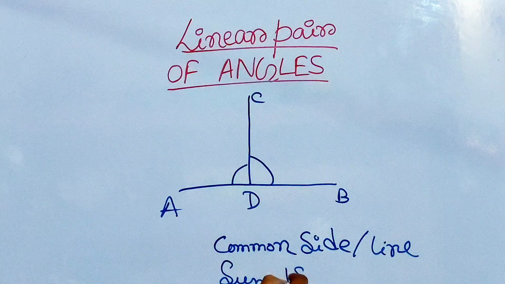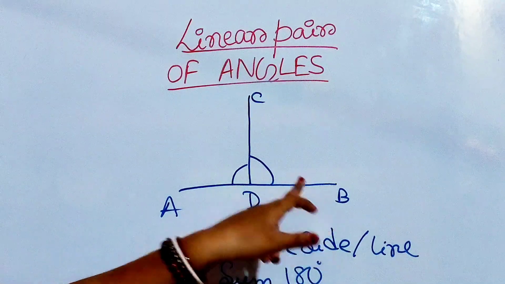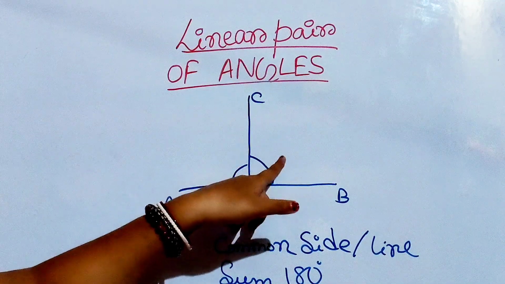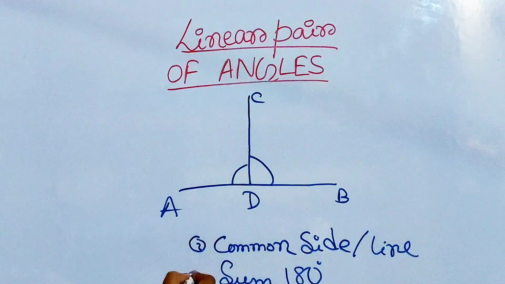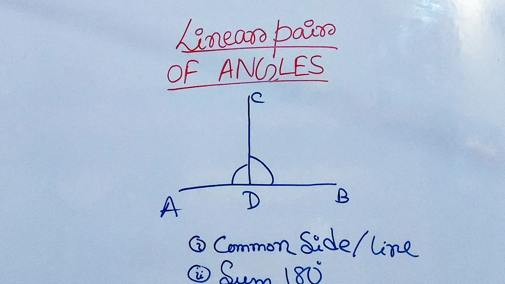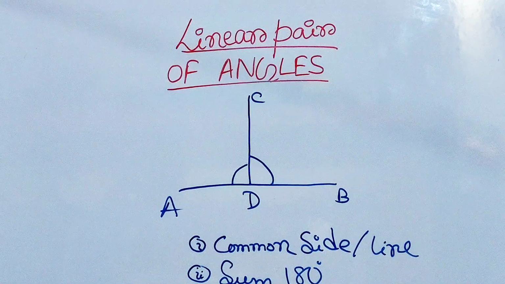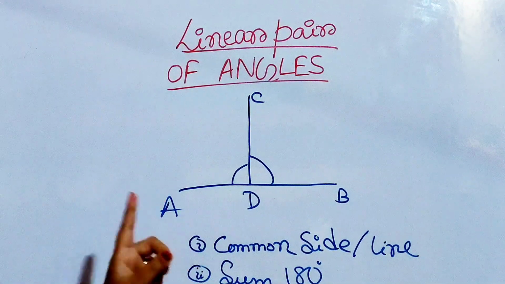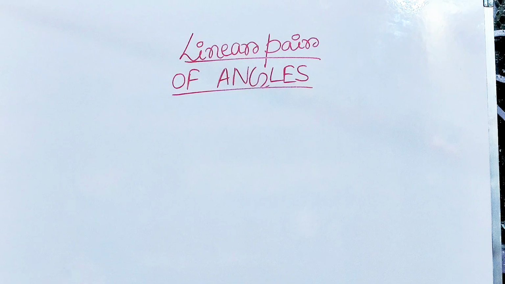Another second condition, the sum of these two angles, that is angle ADC and angle CDB, equals 180 degree. How can you say? As you can see that ADB is a straight line. So obviously the sum of these two angles makes the straight angle ADB, so it will be 180 degree. So two conditions are satisfied here. There is a common side or common line, and second point, the sum of these two angles is 180 degree. So here you can say that angle ADC and angle CDB are linear pair of angle.